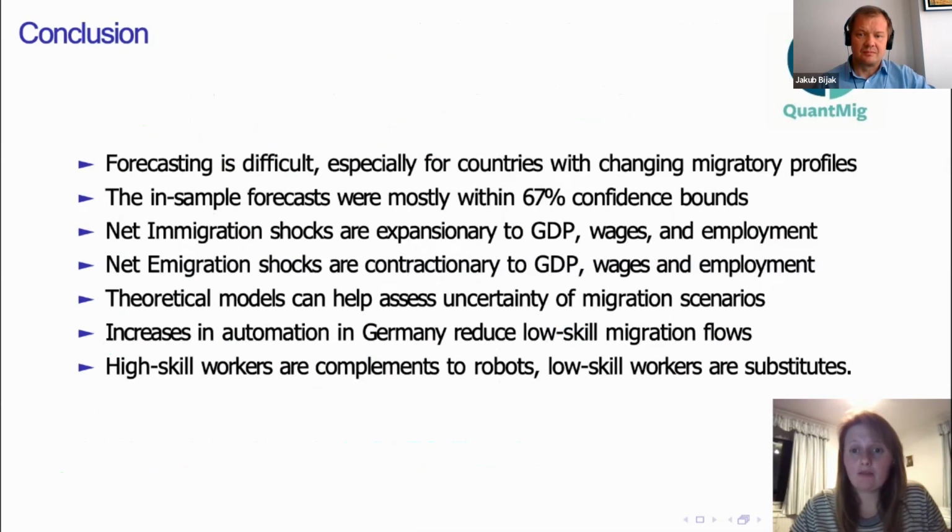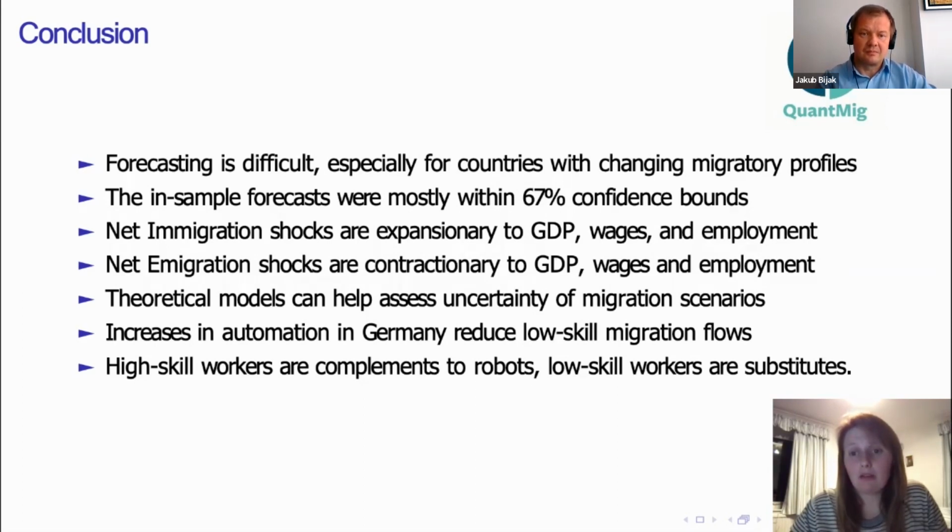The empirical effects from net immigration shocks are expansionary to the macroeconomy, with increases to employment, output and wages. This is supported by the theoretical DSGE models. This isn't to say that everyone gains from net immigration shocks, but on a per capita basis, expansions are observed.